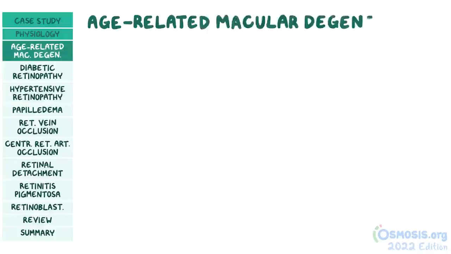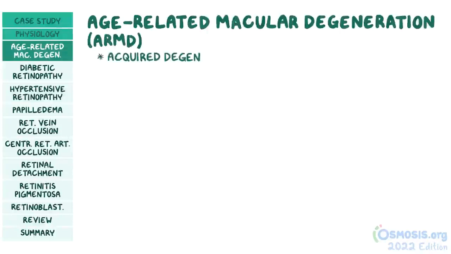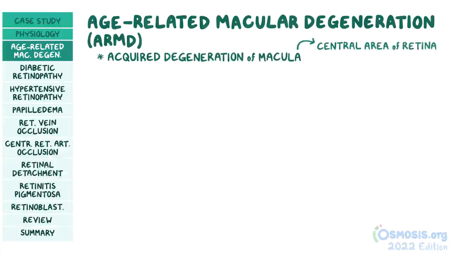Okay, let's start with age-related macular degeneration, or ARMD for short. This refers to an acquired degeneration of the macula, which is the central area of the retina. It can be divided into dry or non-exudative ARMD, which accounts for the vast majority of cases, and wet or exudative ARMD.